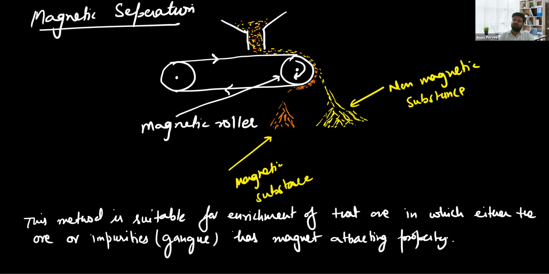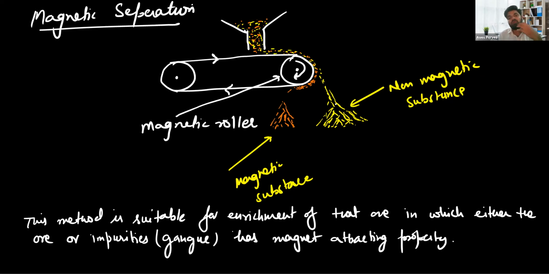Done. So either the gangue is attracted or the ore is attracted by the magnet. There should be one substance, either the gangue, the impurities, or the ore, that is magnet attracted. The one which is magnet attracted will form a separate heap from the one that is not attracted by the magnet. You understood?